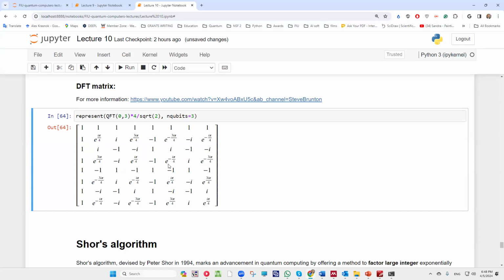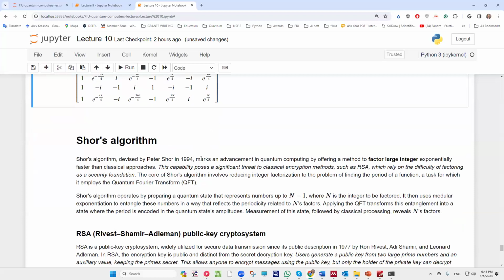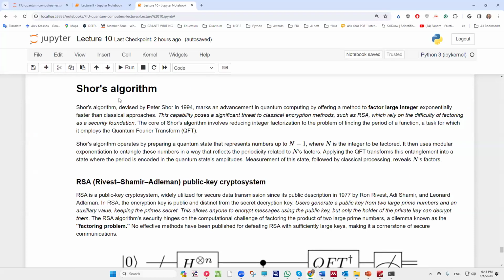So periodicity, and the fact that the quantum Fourier transform allows us to find periodicity, is extremely important for another algorithm, which is maybe the most famous algorithm. That's why I put it last. This is called Shor's algorithm.